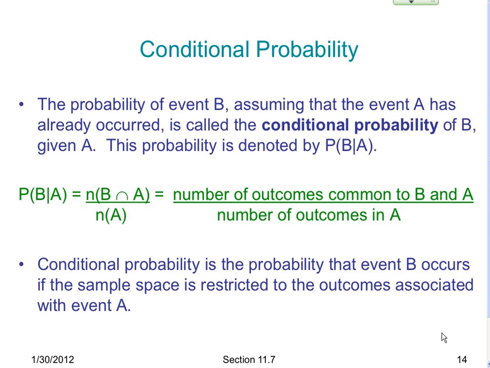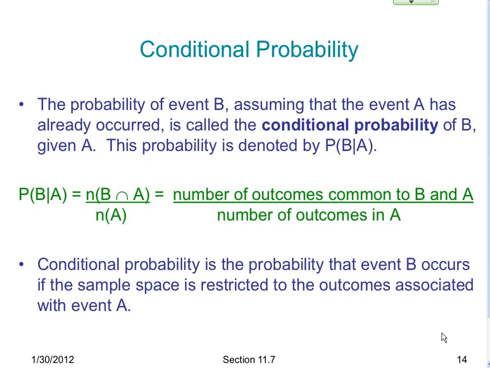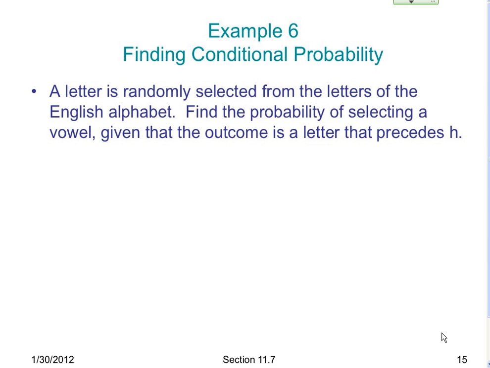Conditional probability. The probability of an event B, assuming that event A has already occurred, is called conditional probability. Again, all of this will make a lot more sense with an actual example. So conditional probability is the probability of event B occurring if we restrict the sample space, if we restrict what we're looking for to event A. So let's take a look.